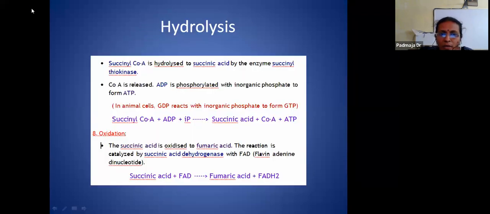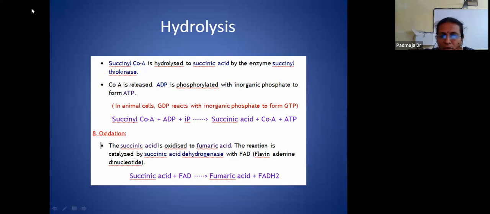And succinyl-CoA is hydrolyzed to succinic acid by the enzyme succinyl thiokinase. Here CO2 is released, and ADP is phosphorylated by inorganic phosphate to form ATP. In animal cells, GDP reacts with inorganic phosphate to form GTP. That means that ATP or GTP is the same. So succinyl-CoA is converting to succinic acid by releasing CoA, and ADP is combining with the phosphate to give rise to ATP. And next is the oxidation.